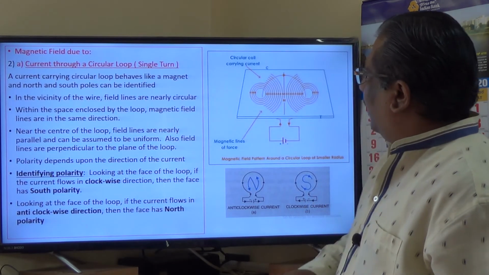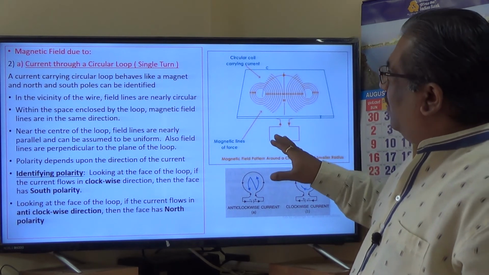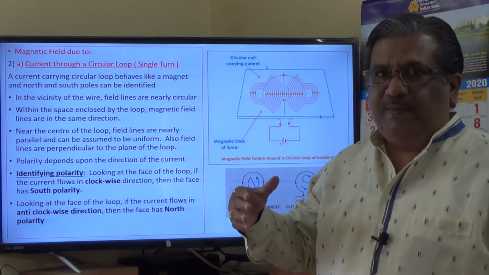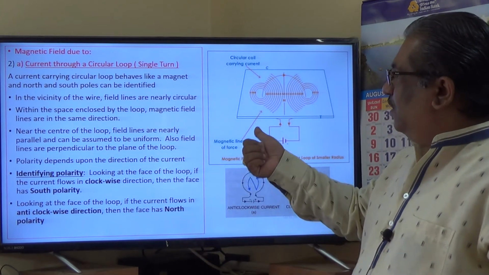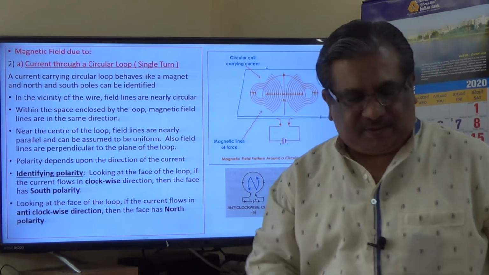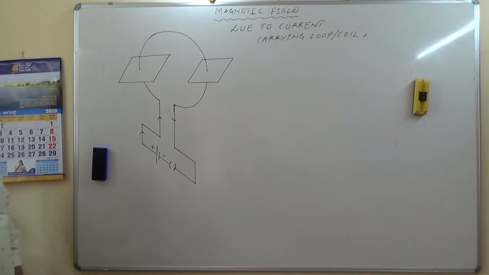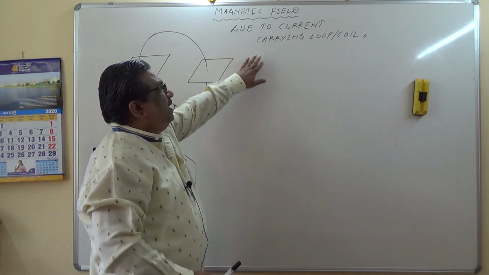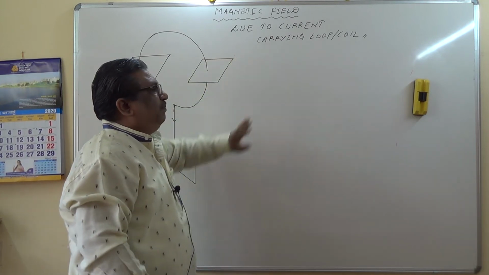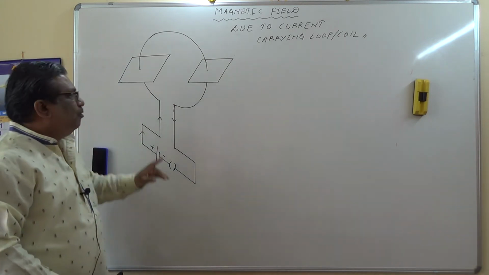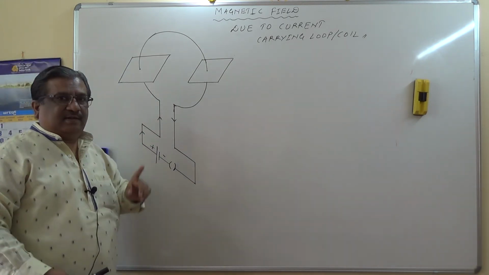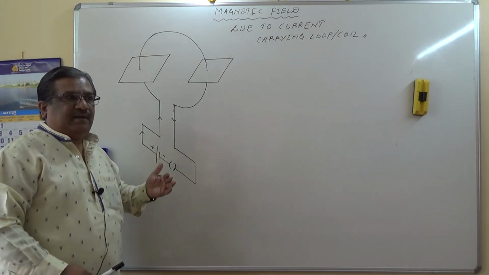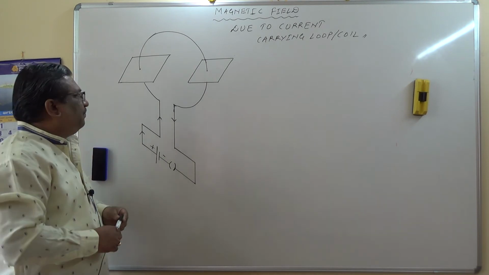Next, there are a couple of things over here. First, let me try to explain this on the board, that is one single loop, and then we'll get back to the PPT for making the notes. Now we'll study magnetic field due to a current carrying loop and coil. As I said, a loop contains only a single turn and a coil contains many such turns, n turns you can say.